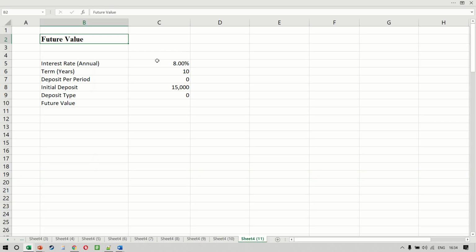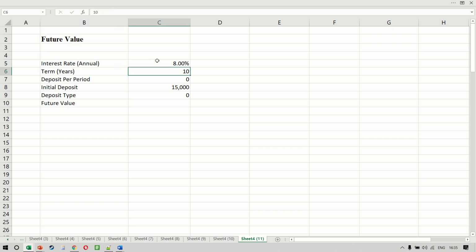Now, since both the amount deposited per period, which is the PMT argument, and the initial deposit, which is the PV argument, are the sums that are paid out, these must be entered as negative values in the FV function. So let's take an example.